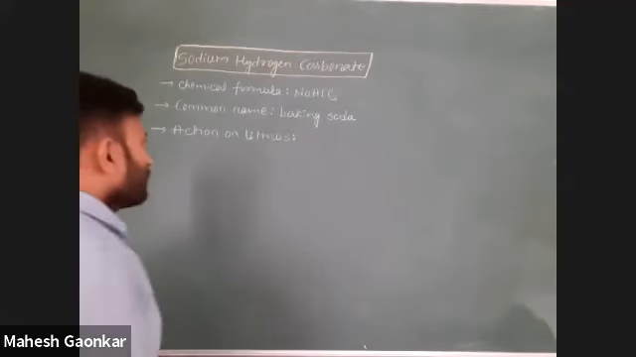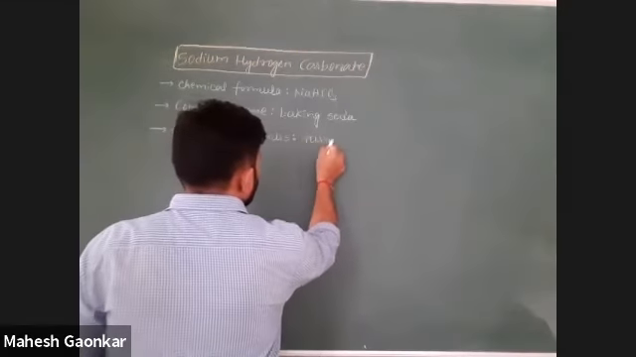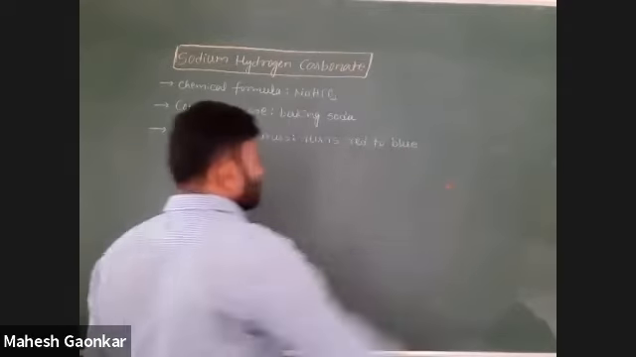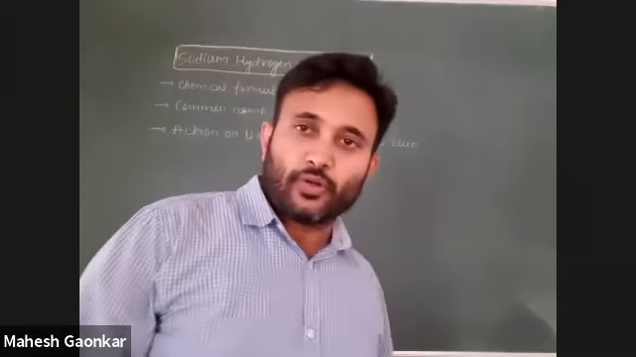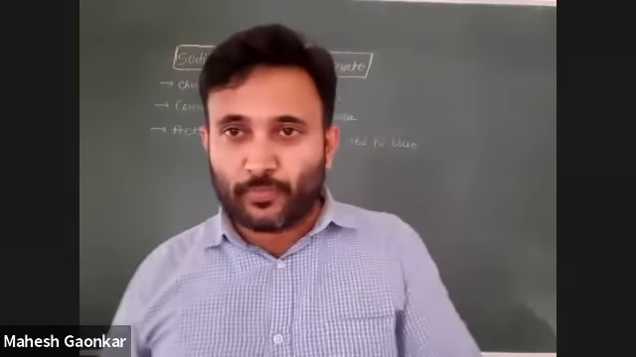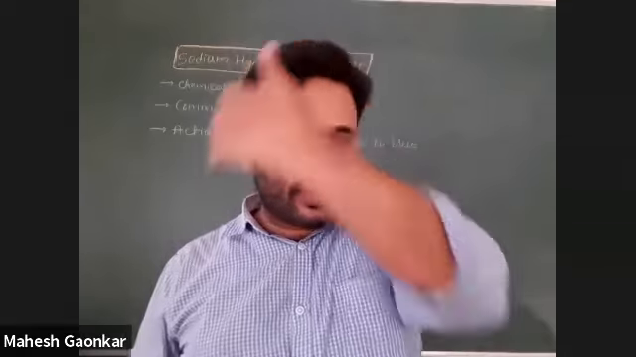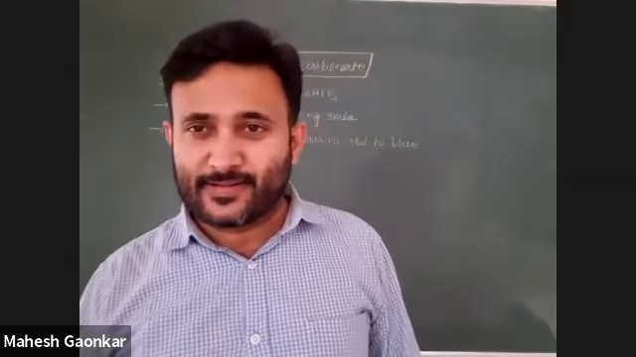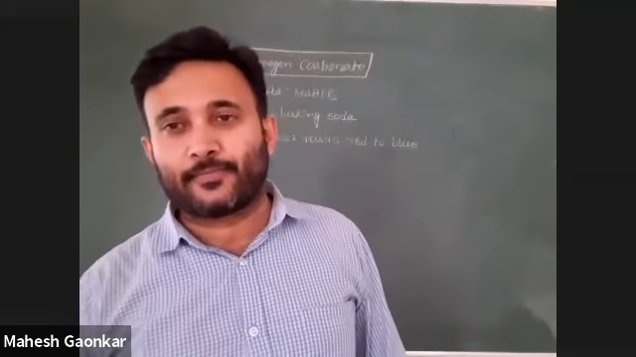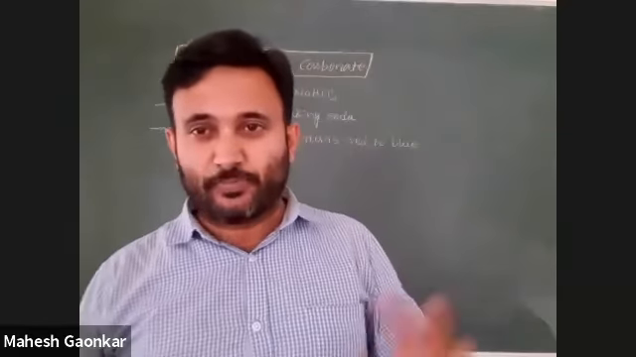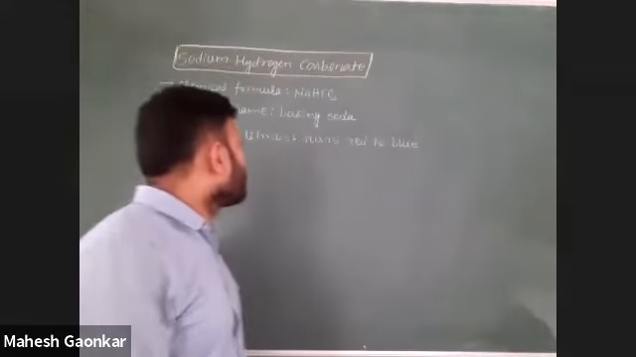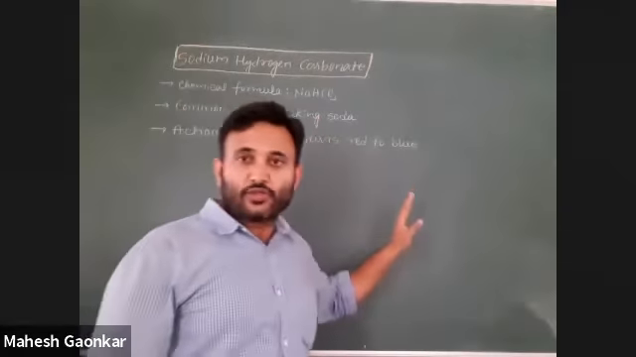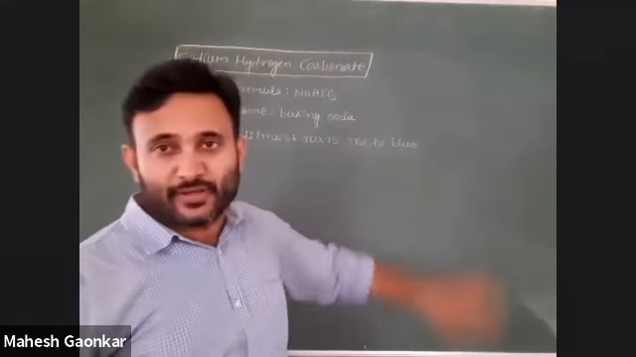Action on litmus. What happens? It turns red litmus to blue, that means it is basic. Sodium bicarbonate is basic. That is why it's called baking soda, right? How does baking soda taste? Bitter taste. Sour taste is for acids, bitter taste is for bases. So it is basic in nature. Weakly basic. It is not as basic as sodium hydroxide, but it is weakly basic.